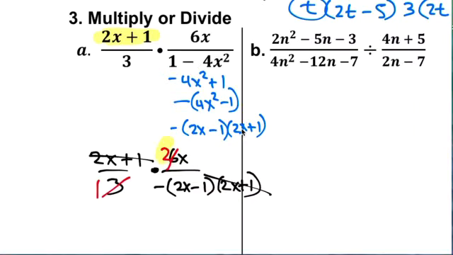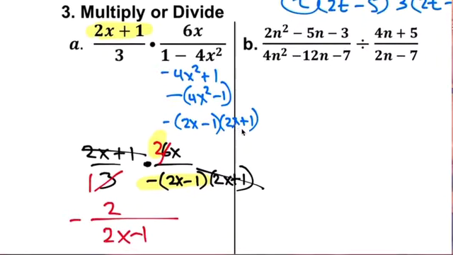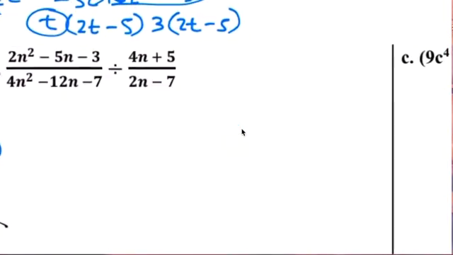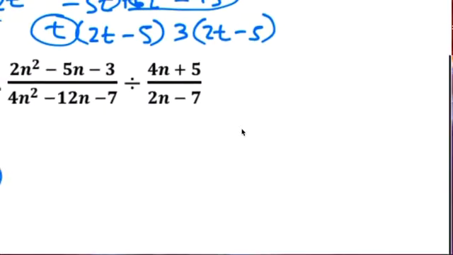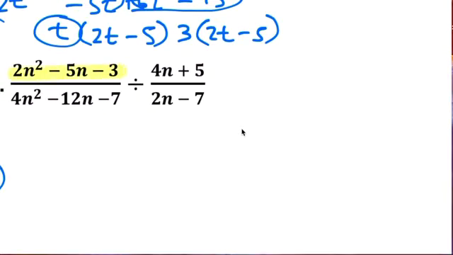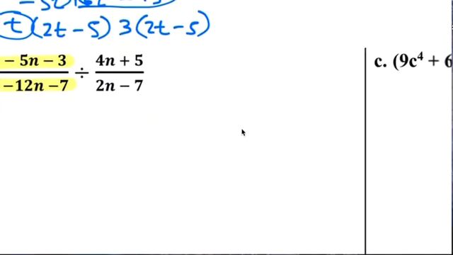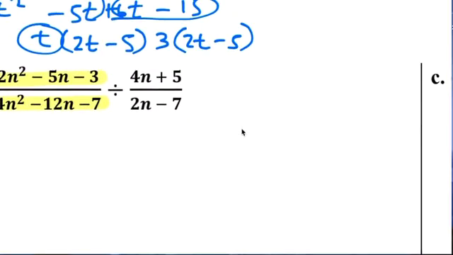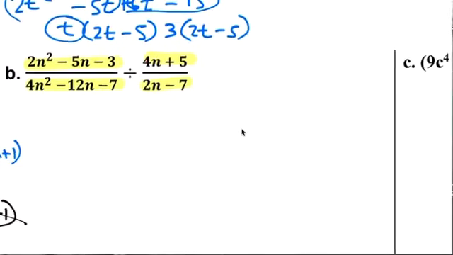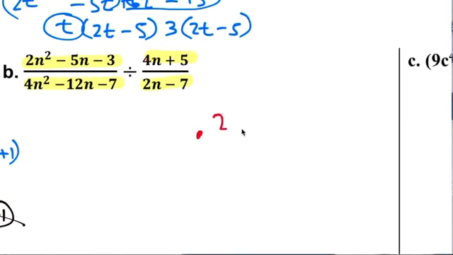So your answer is 2 and negative 2 over 2x minus 1. Okay, so make sure it's in standard form. Factor by grouping, okay? So we got both of them. These ones right here, there's nothing we can do, just flip them, right? So we know that this one is 2n minus 7 over 4n plus 5.